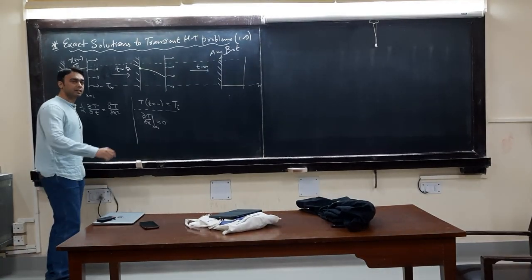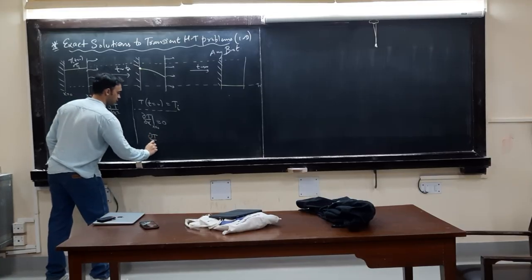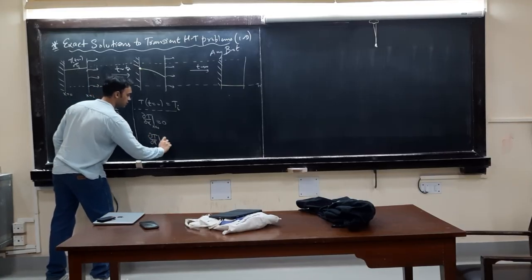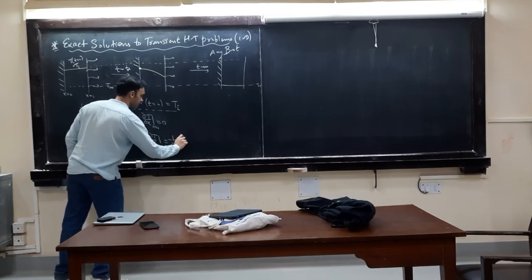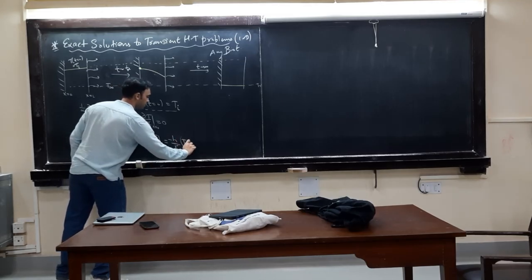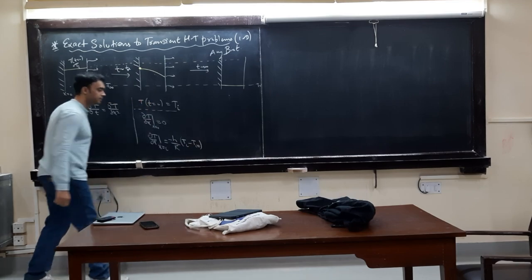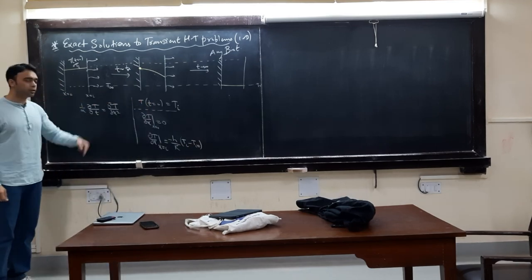At x equals L, the condition is minus h by k times T at L minus T infinity, right? And then what did we do?